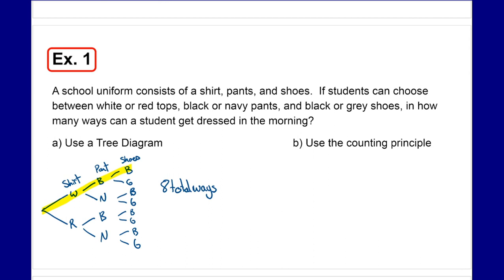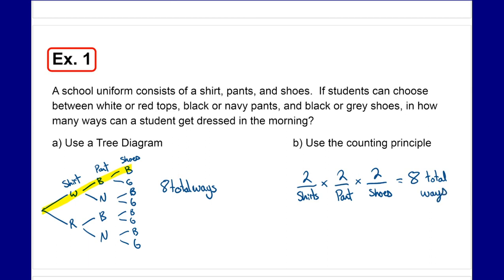If we wanted to use the counting principle, what that says is the number of ways we can do the first event. So for shirts, we have 2 tops, multiplied by the number of ways for the second event, 2 pants, multiplied by the third, which is 2 different pairs of shoes. 2 times 2 times 2 equals 8 total ways.